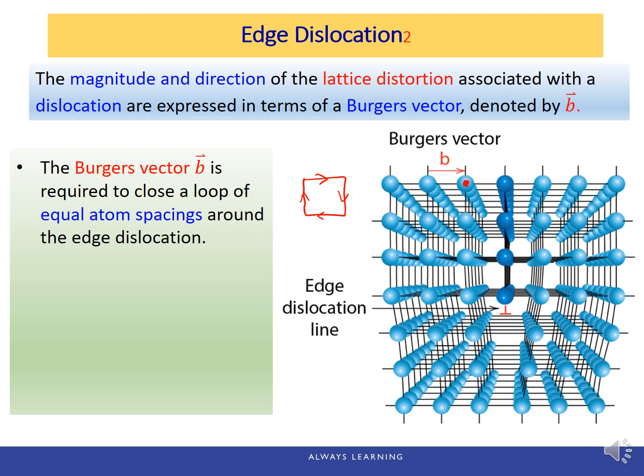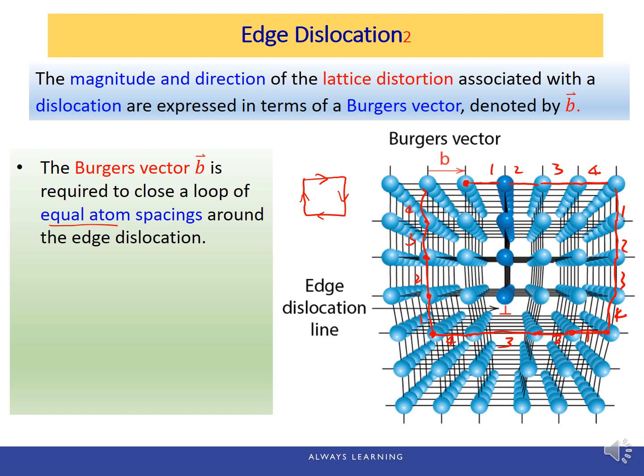And take equal atom spacings. So I'm going to take 4 atom spacings to the right first. 1, 2, 3, 4. And then take 4 atom spacings down. 1, 2, 3, 4. And change direction and walk back to the left. 1, 2, 3, 4. And lastly, walk back up 4 steps as well. 1, 2, 3, 4.